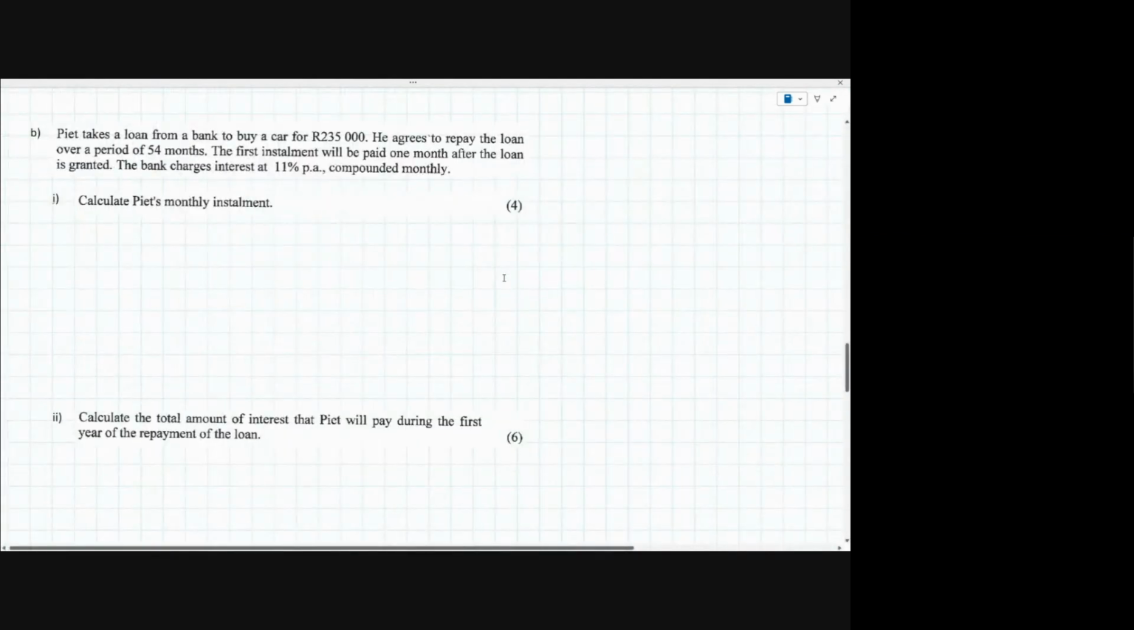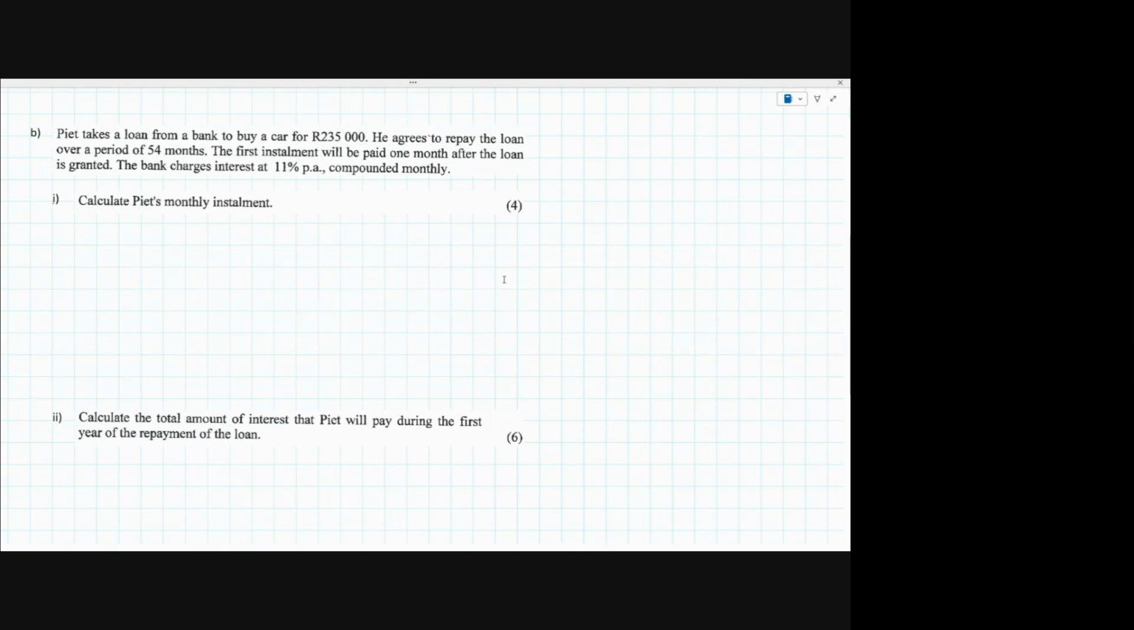Alrighty. Right, okay, so again, I'm just skipping this first one because this is like grade 11 and we actually did pretty much the same question on Monday. So we're going to move into the actual fun stuff. Right, so we're going to Pete. Pete takes out a loan from a bank to buy a car for 235,000 Rand. He agrees to repay the loan over a period of 54 months. The first installment will be paid 1 month after the loan is granted. The bank charges interest at 11% per annum compounded monthly.